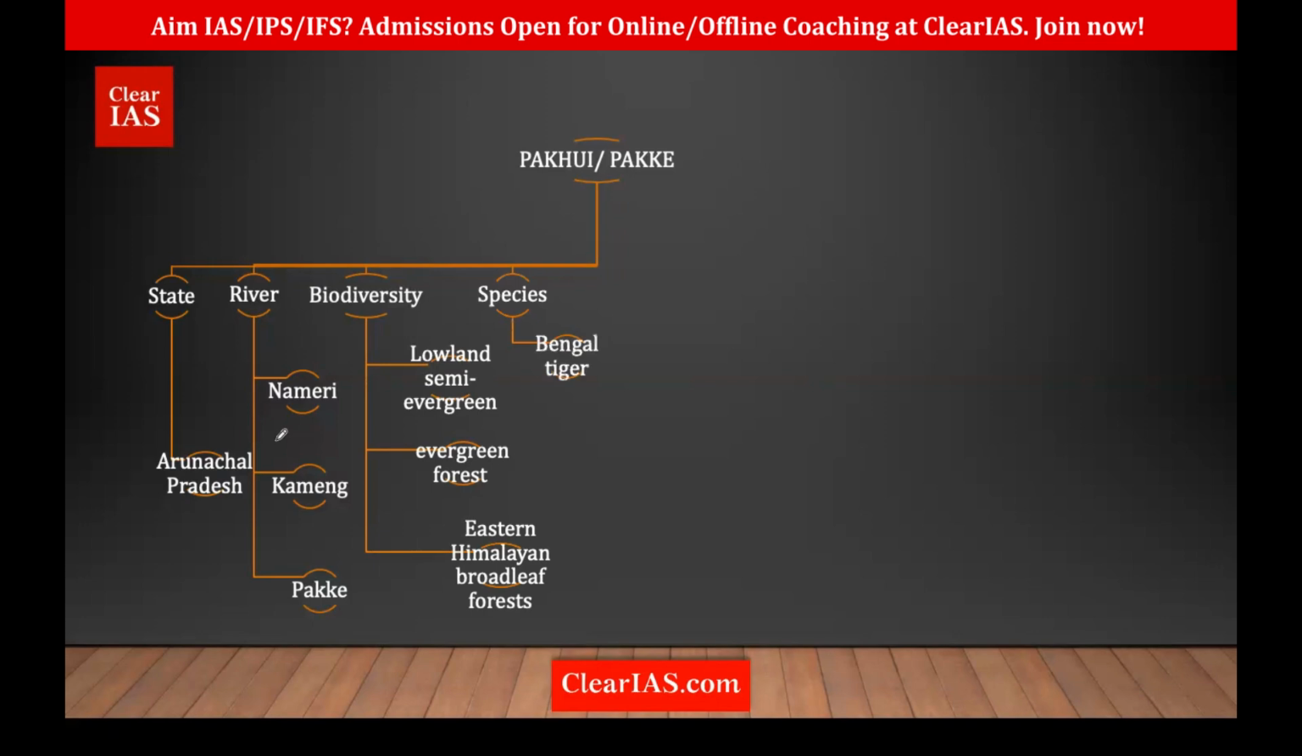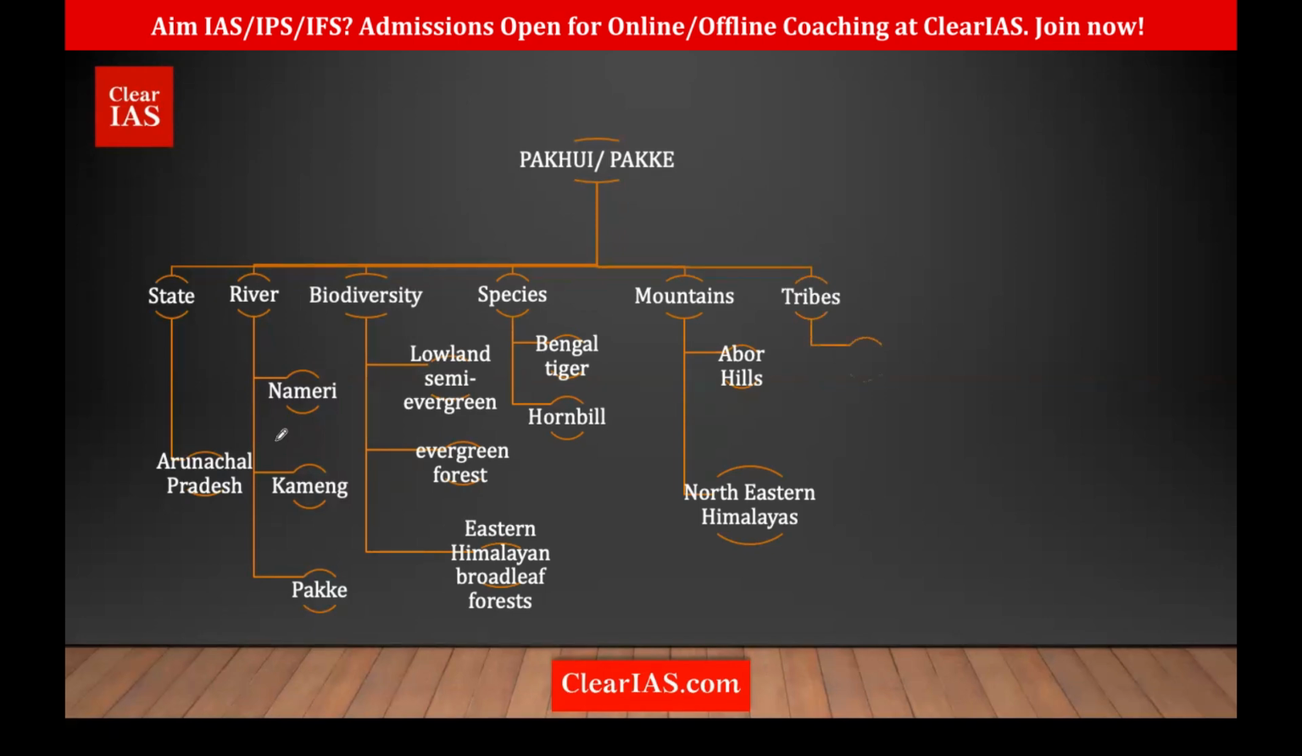Okay, what species are found here? Yes, we have the tiger and the hornbill. Okay, it is part of which mountains? Yes, the Northeast Himalayas, as well as the Abor Hills. So Arunachal Pradesh, Abor Hills, Northeast Himalayan Hills, we have the Pakke Tiger Reserve. Which tribes will be found here? We have the Nyishi tribes. Nyishi is very important. Remember Pakke tribes. That is why UPSC asked about Pakke. There was some issue regarding Nyishi tribes, so UPSC asked about Pakke tribes.